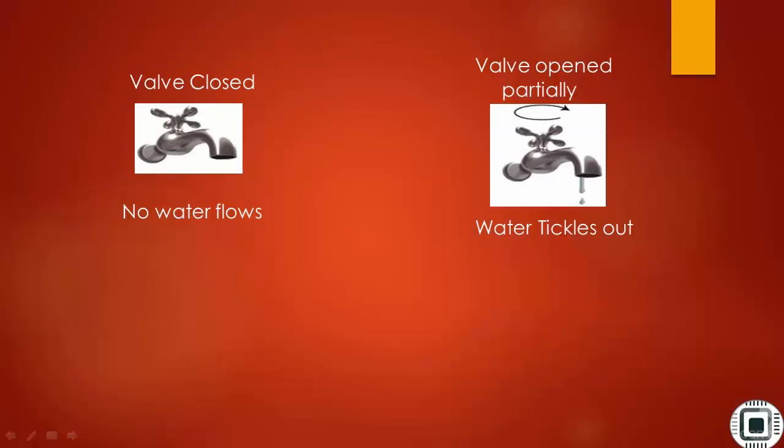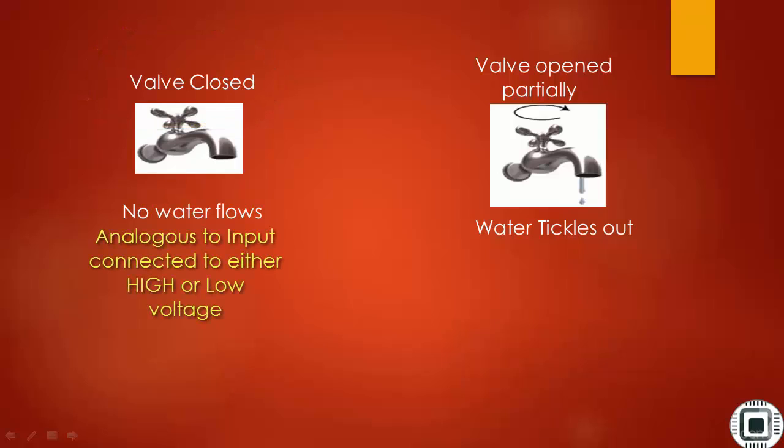Let's understand this with a tap analogy. Look at this tap analogy. Here the valve is completely closed, so no water leaks. That corresponds to the input which is fixed to high or fixed to low, which turns off either one of the transistors completely. As a result, no leakage.